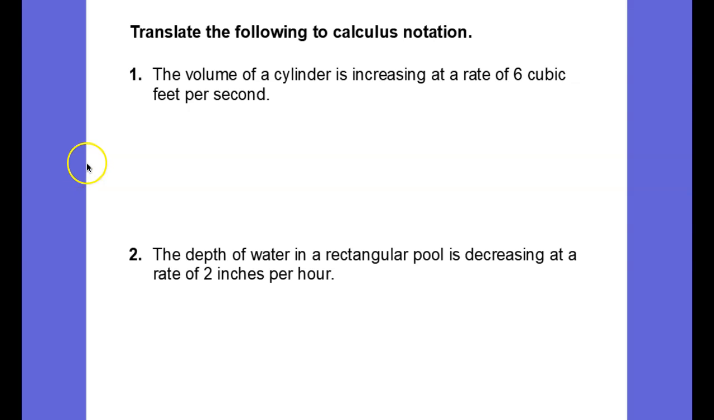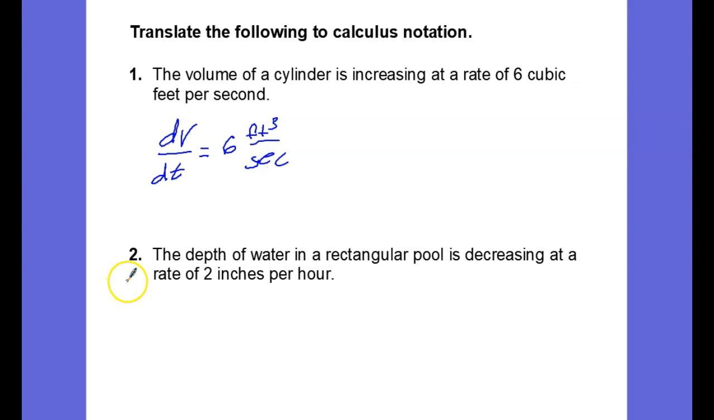In this section, we want to look at specific rates of change and write them using calculus notation. In number 1, we have the volume of a cylinder is increasing at a rate of 6 cubic feet per second. This is a change in volume versus time. And so we'll write dV/dt is equal to 6. And since this is an increase, it's a positive 6, and the units will be cubic feet per second.